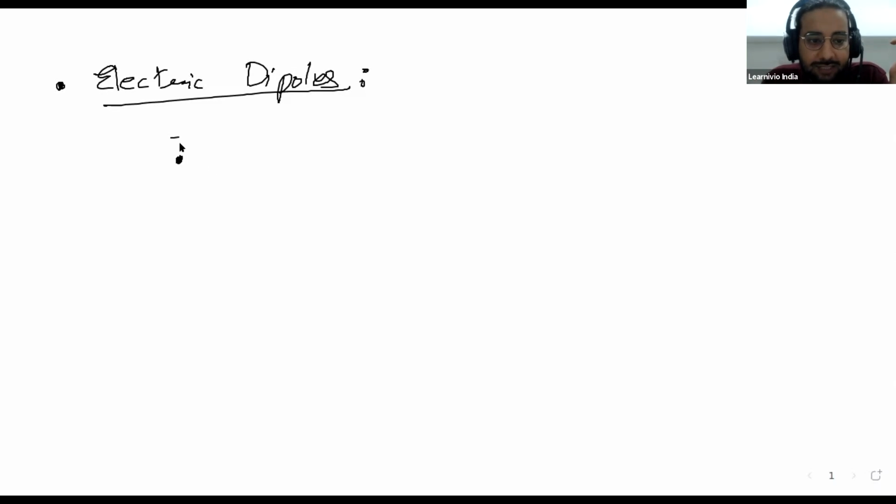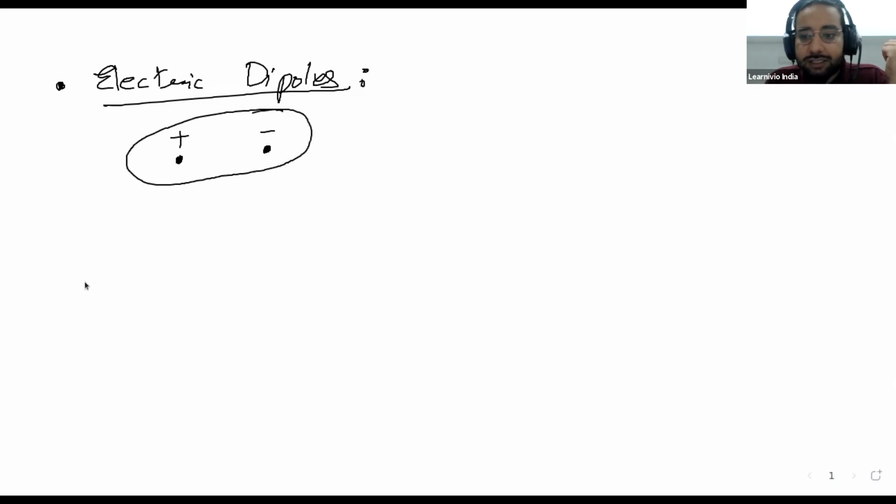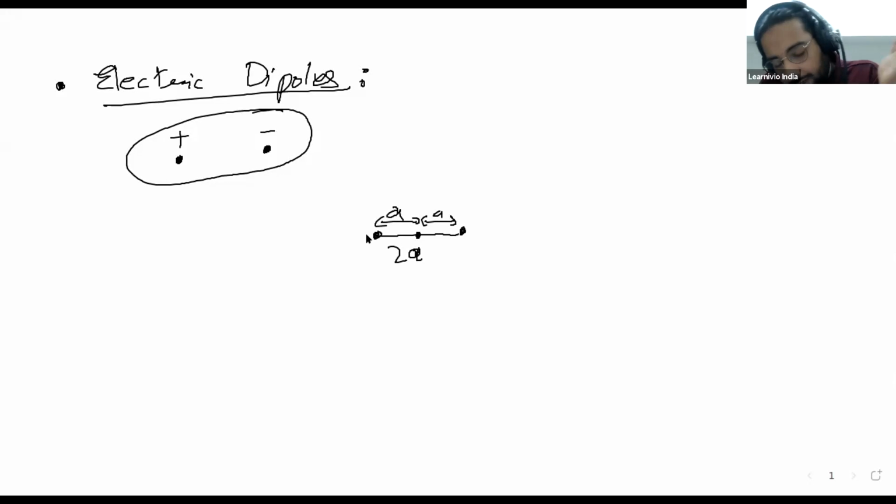So, point charge, as we remember, can be of two types: the plus charge or the minus charge. The simplest configuration that you can think of is essentially take a plus charge, take a minus charge, put it at some distance. Let's call this distance 2a, because from the center it's a. So let's call this total distance 2a, and let the left hand one be the negative charge and the right hand one be the positive charge.